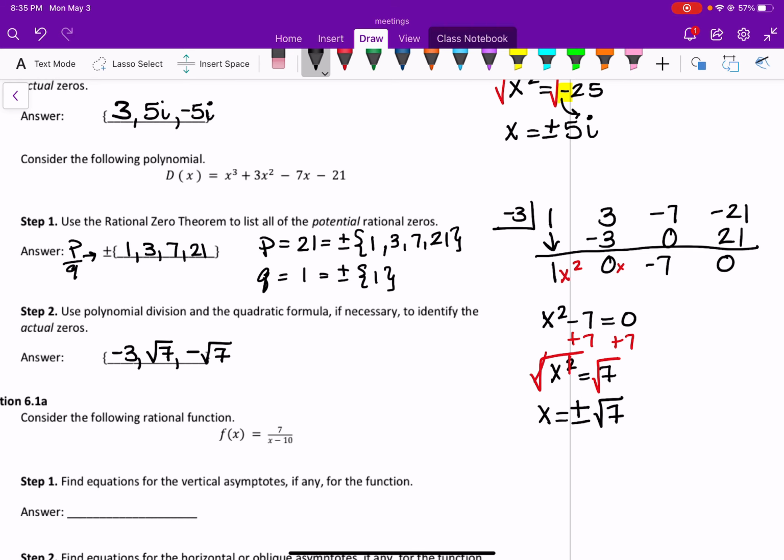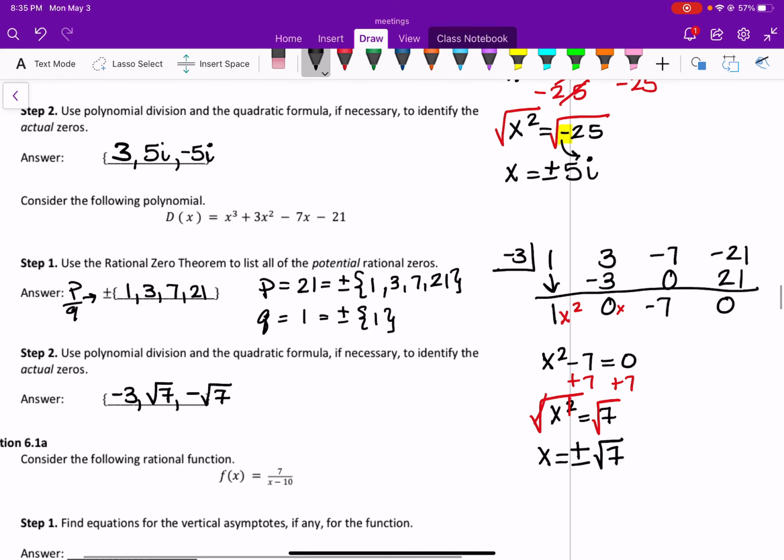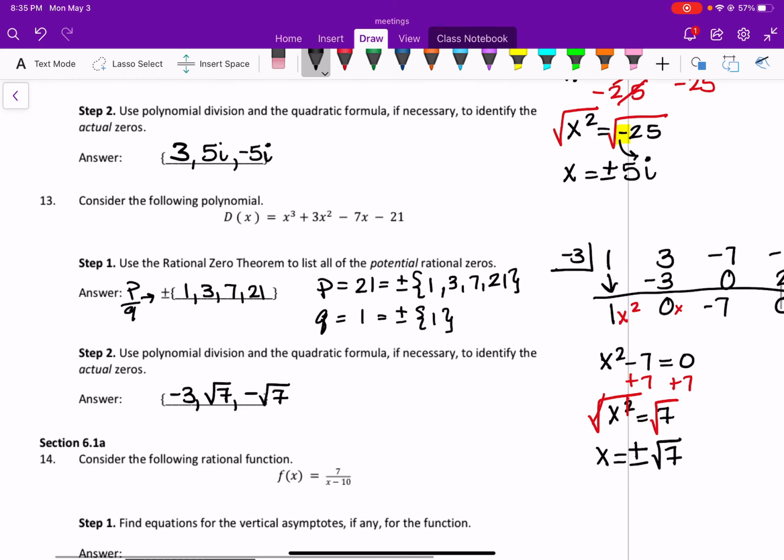So again, just like I said previously, most likely the problem that you're going to get on your final, you'll be able to find 1 zero through your graph, but then you're going to have to find the other 2 zeros either using the square root method or the quadratic formula. They're either going to be imaginaries like they were in question number 12, or they're going to be something like the square root of 7 like we have here in question number 13.